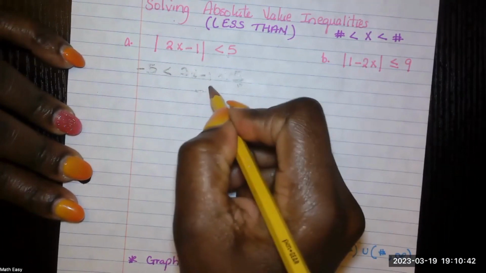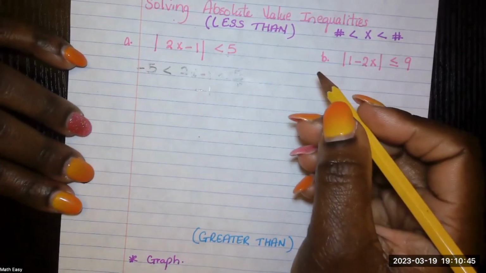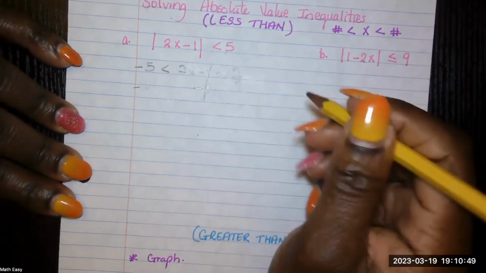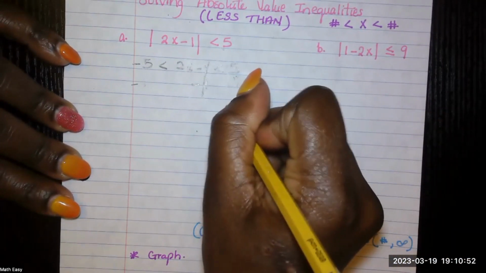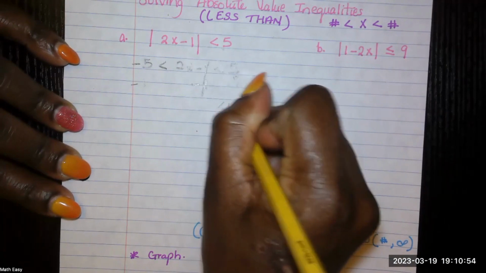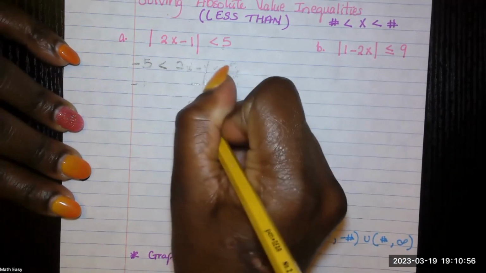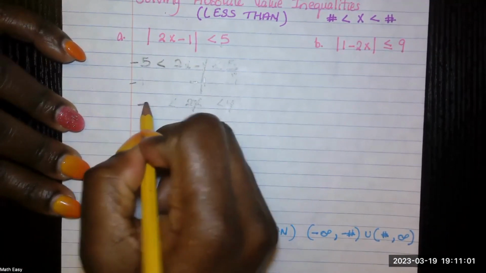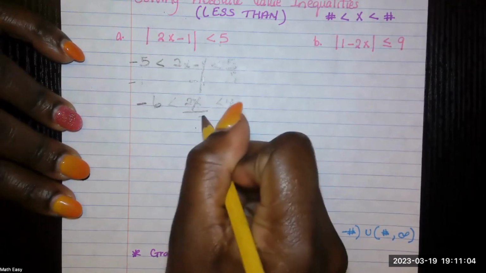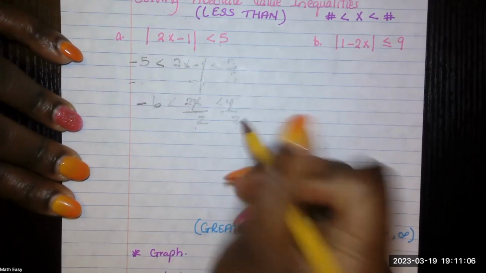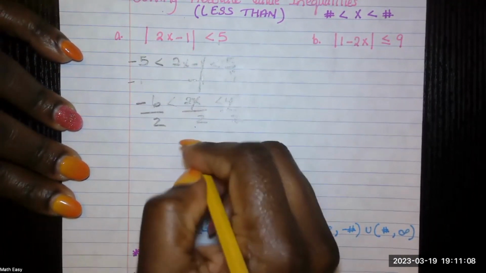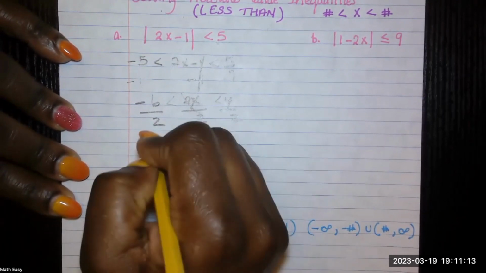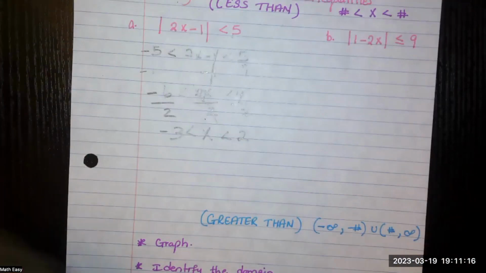We subtract 1, subtract 1, subtract 1. So the ones will cancel here. Then we have 5 subtract 1 gives us 4. We have 2x here, and negative 5 minus 1 is negative 6. We divide by 2. So the 2 cancels, and x is less than 2, greater than negative 3. And that's our solution.